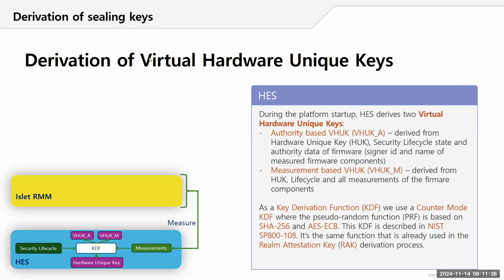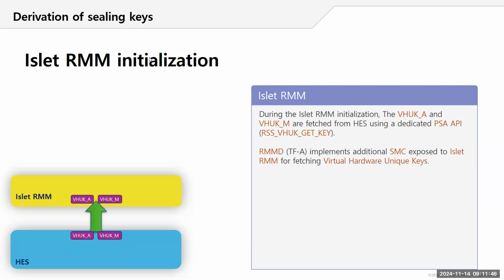The first one is the measurement-based virtual hardware unique key that is bound to the exact binary measurements of the firmware. And the second one is the authority-based virtual hardware unique key, that is bound to the verified boot authority and identity of the firmware components. Next, when the Islet RMM is initialized, it retrieves both the virtual hardware unique keys.